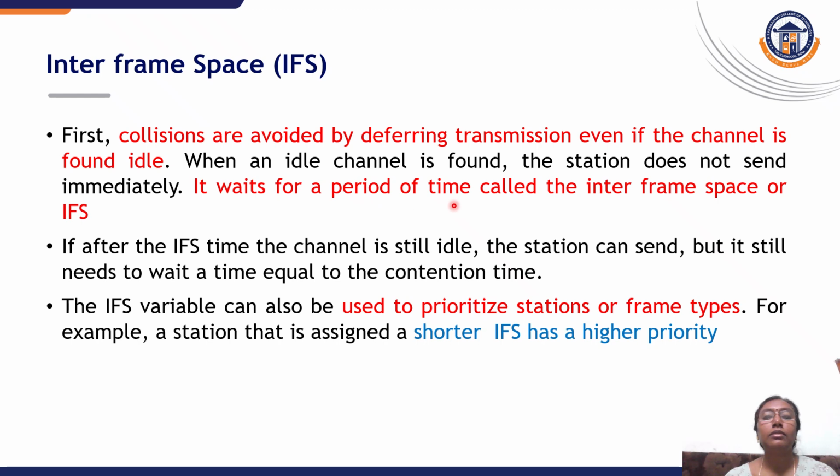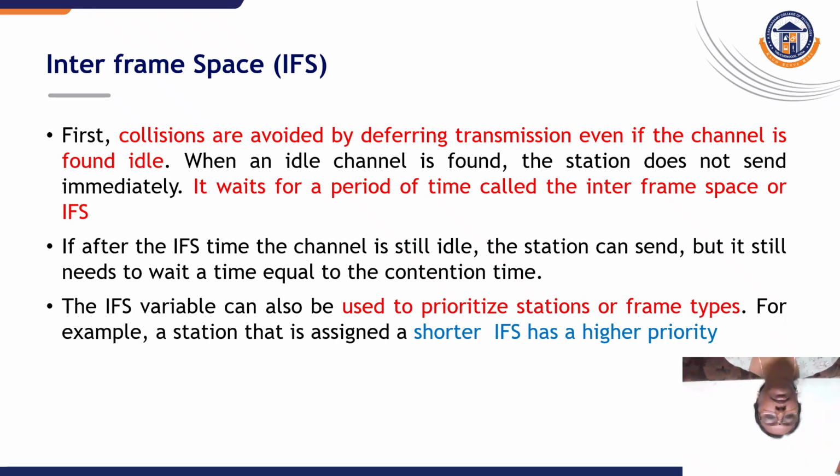Interframe space is further explained. It waits for a period called the interframe space. If the channel is idle, it has to wait a time equal to the contention time, and it also performs prioritization of the stations for sending the frame. If it has a shorter interframe space, it has the highest priority.